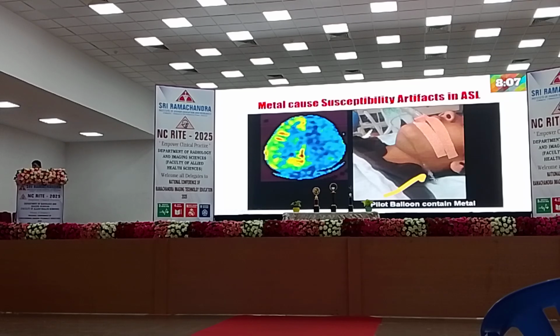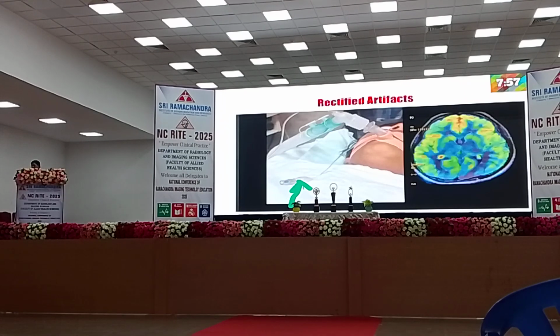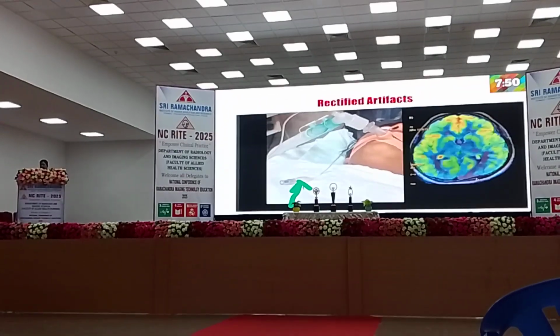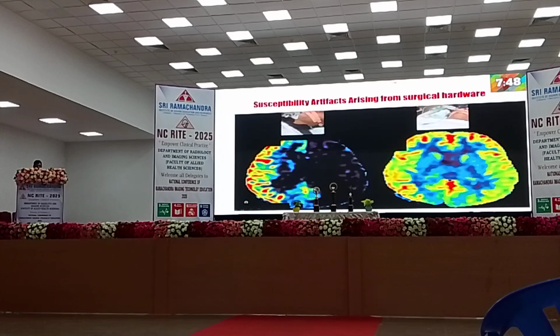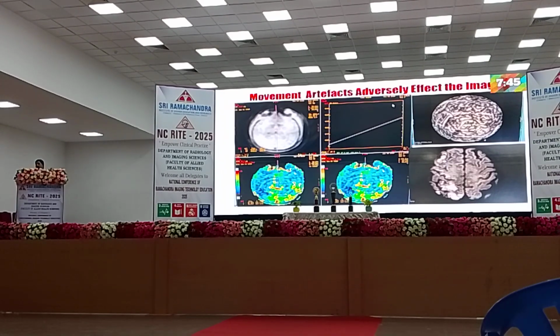Then we see the image of a patient with a seizure, with no weakness at all. But see here, ASL shows hypoperfusion in the left MCA area. We rectified that: we removed the balloon, and you can see the ASL is now normal. So always we have to remove that. You have to check the patient for metal. So this is with metal and this is without metal. Then the movement artifacts.